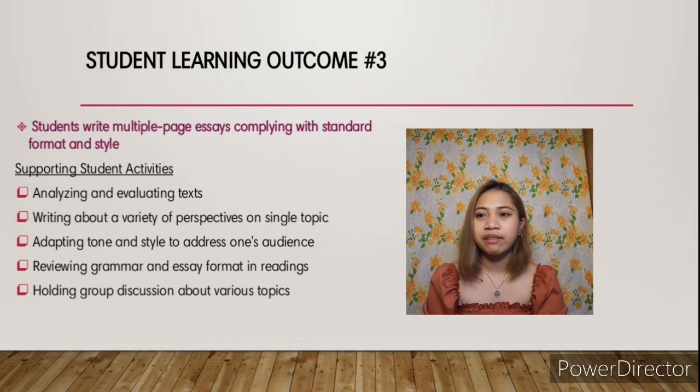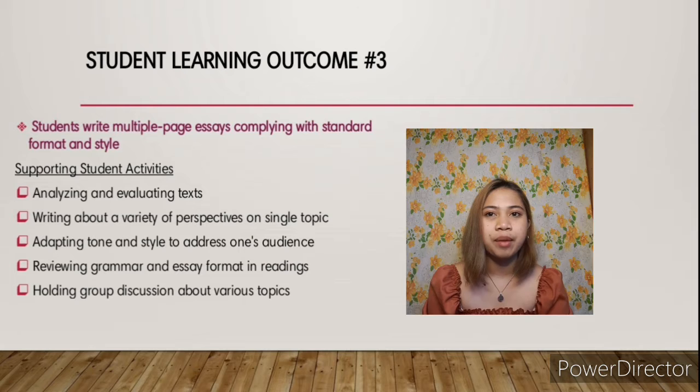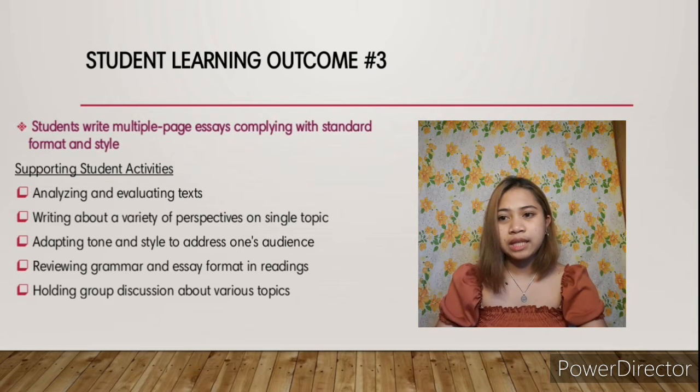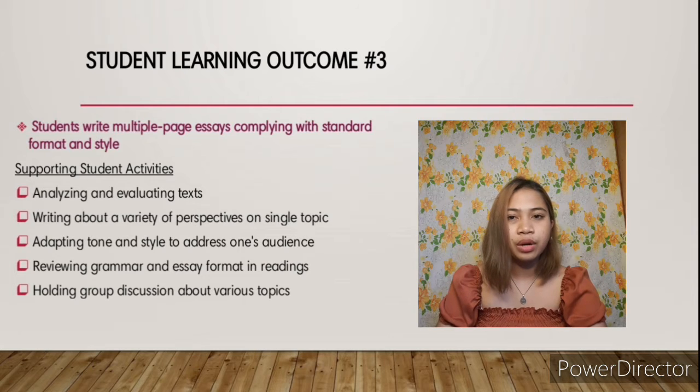Next is writing about a variety of perspectives on a single topic. Exploring the topic or expanding it through using different perspectives and objectives. Using multiple perspectives enables students to see the whole picture and distinguish the cause, the problem, and discover solutions. Another is adapting tone and style to address one's audience, or use of adjustments towards your desired audience. Example is the language.